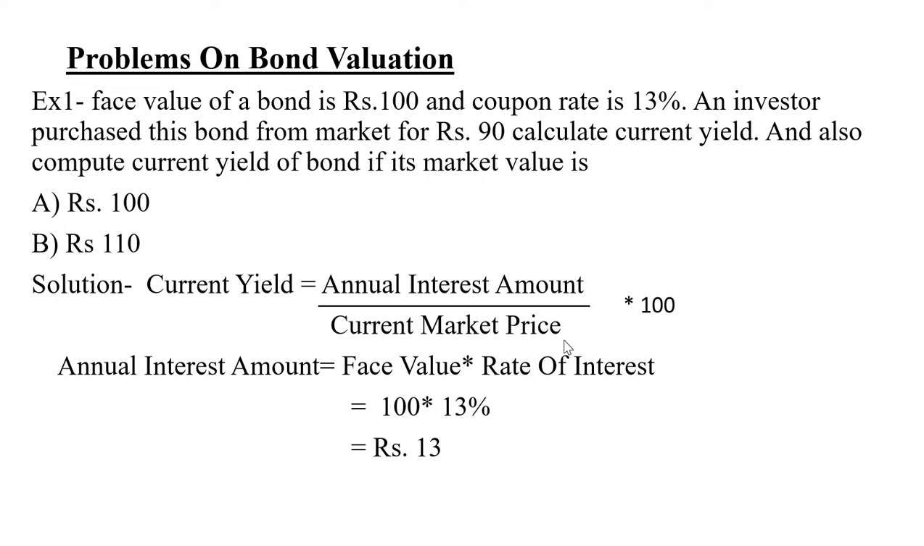Next, what we want? Current market price. Already we know that in the first case the investor purchased the bond from the market for rupees 90. So when he purchased from the market at rupees 90, it is nothing but the market price. In the second and third cases, they have given the market value as 100 and 110. So first we will calculate when the market price is 90, what is the current yield, then for 100 and 110.